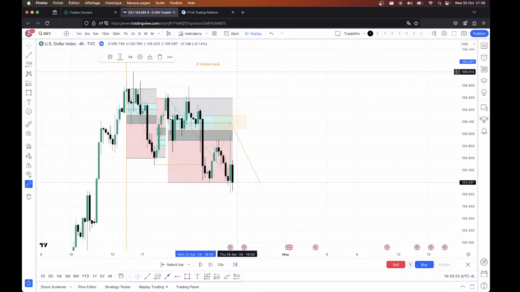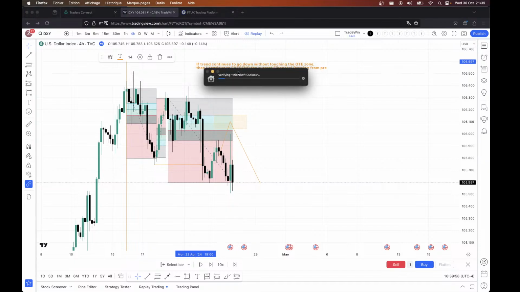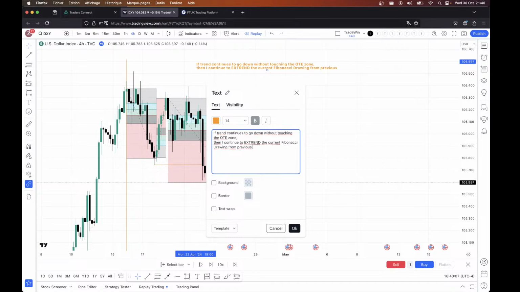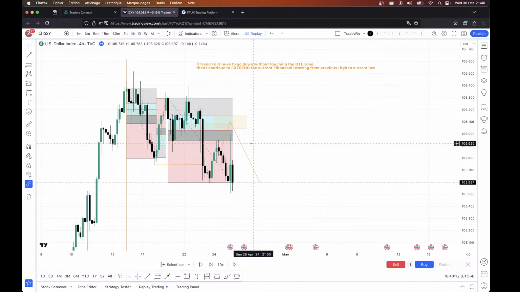If a trend continues to go down without touching the OTE zone, then I continue to extend the current Fibonacci drawing from previous high to current low. That's really important, the extension of the zone.